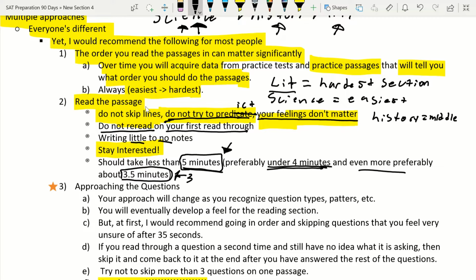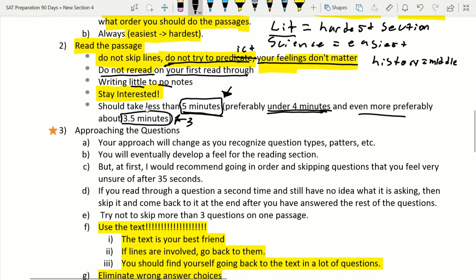I recommend reading all the way through, and if you want to mark things up as you go, that's okay, but just make sure you're never stopping reading to write, because then you're probably spending too much time on your first read-through. You don't know what will be important yet, and you only really need to know what the questions are asking. Well, you also need to know the big picture, but you only need to go back and look at those parts that the question's referring to.